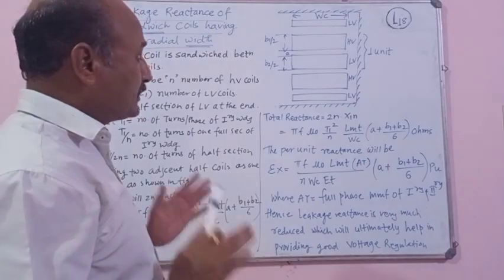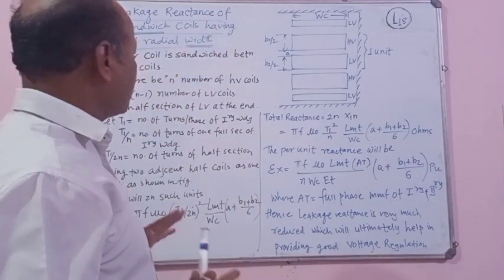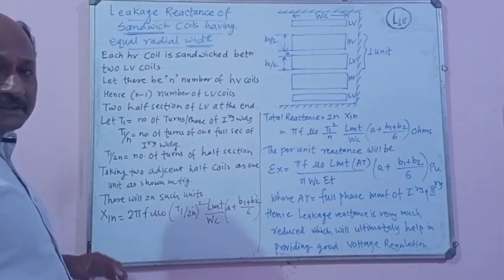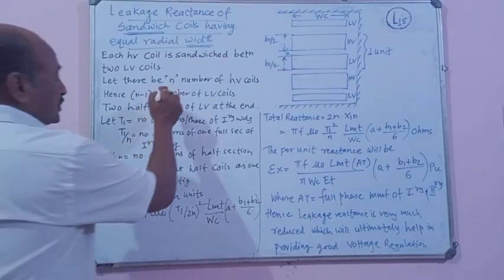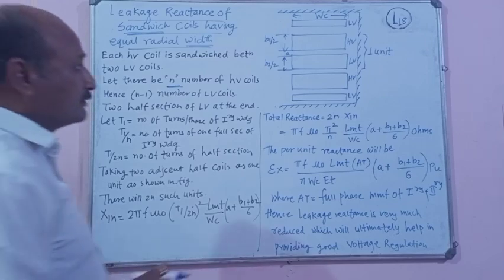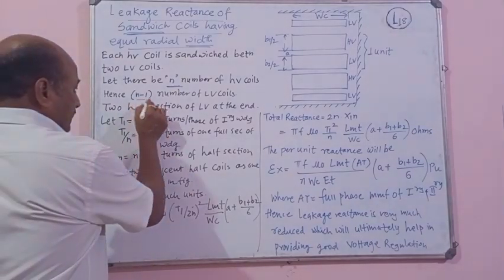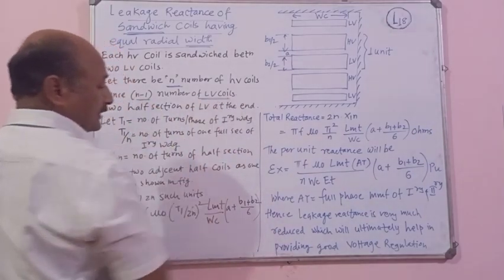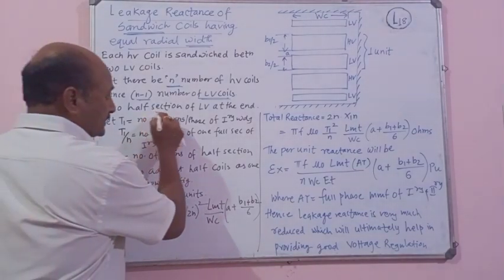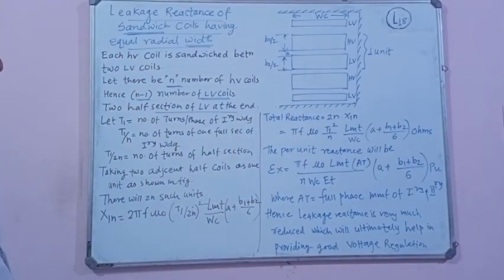Subdivision is odd. Every HV winding is sandwiched between two LV windings, and at the top and the bottom there must be an LV winding. So each HV coil is sandwiched between two LV coils. Let small n be the number of HV coils. Then n minus 1 is the number of LV coils, so there are two half sections of the LV at the end.